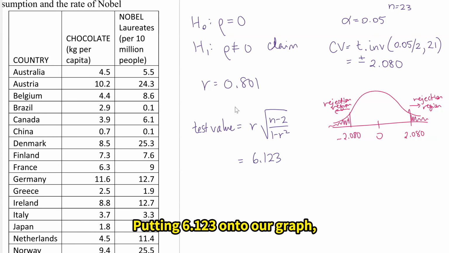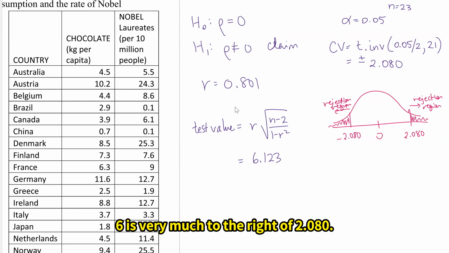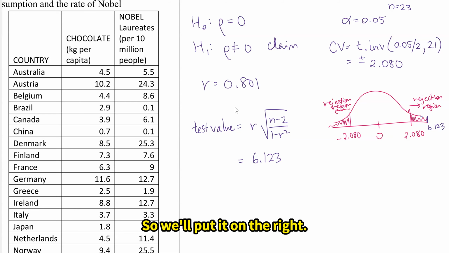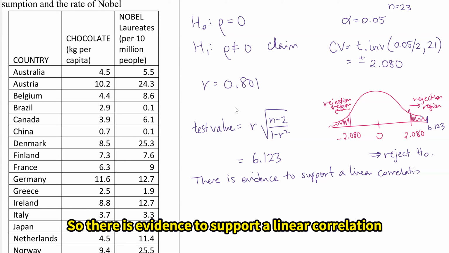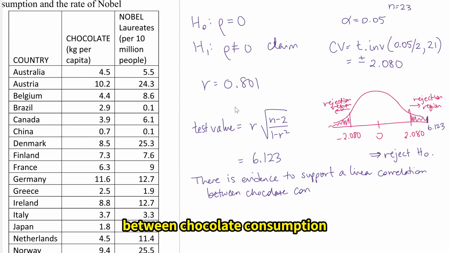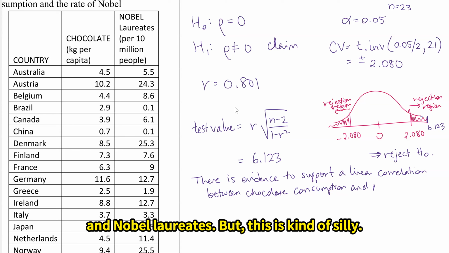Putting 6.123 onto our graph, 6 is very much to the right of 2.080. So we'll put it on the right, and this means we are rejecting the null hypothesis. So there is evidence to support a linear correlation between chocolate consumption and Nobel laureates.